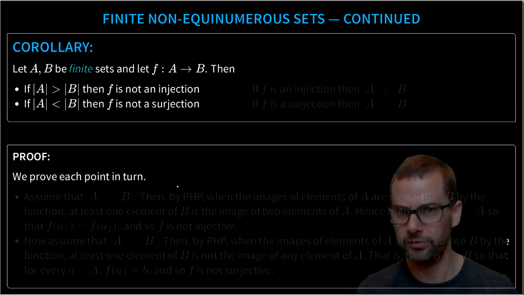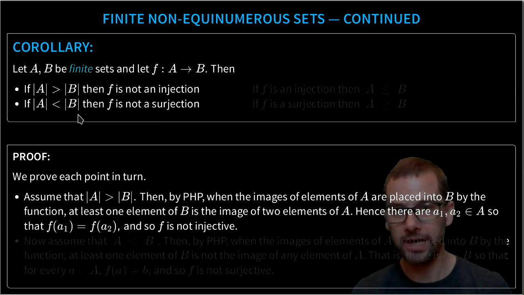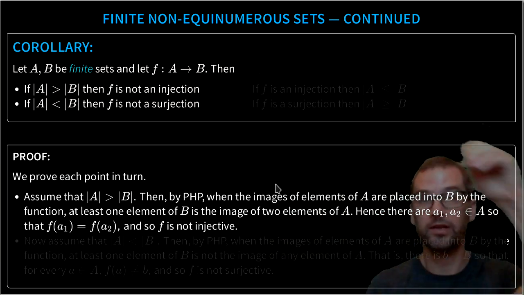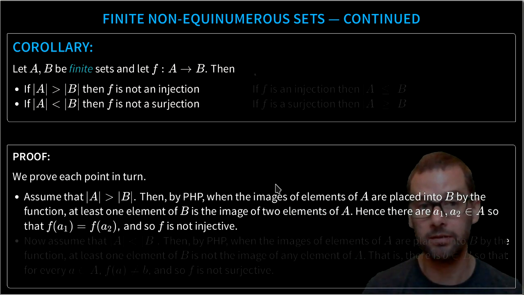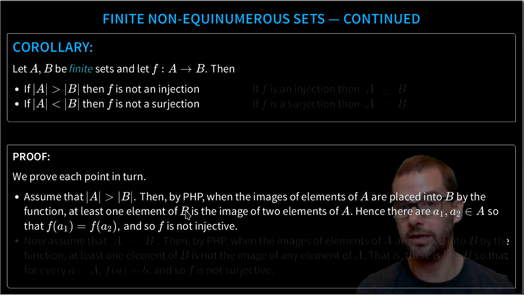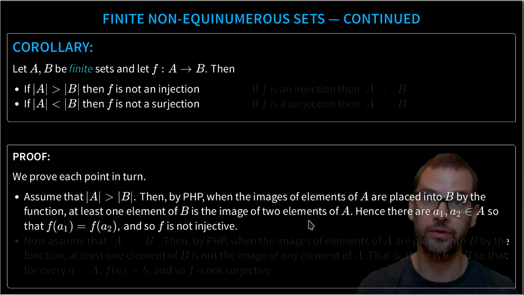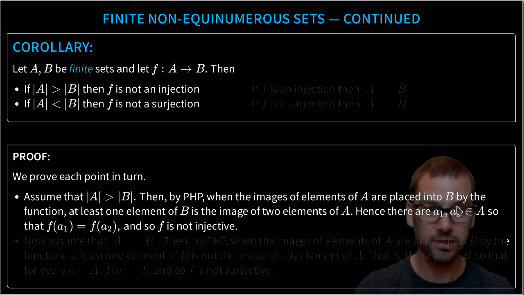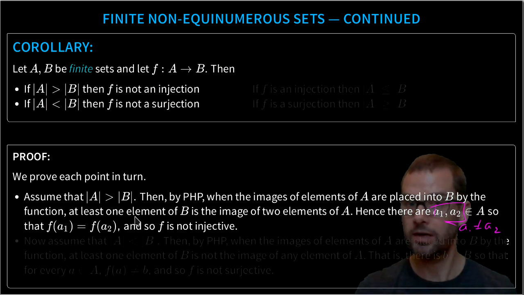So indeed, if we prove the first one here, if we assume that A is bigger than B, then by the pigeonhole principle, when we take the images of things in A and put them onto the things in B, then at least one element in B is the image of two things in A. So there are two different things in A that map to the same thing. So this a1, a2 here, a1 is not a2, map to the same thing. And so f is not injective. And you can prove the surjectiveness in a similar way.